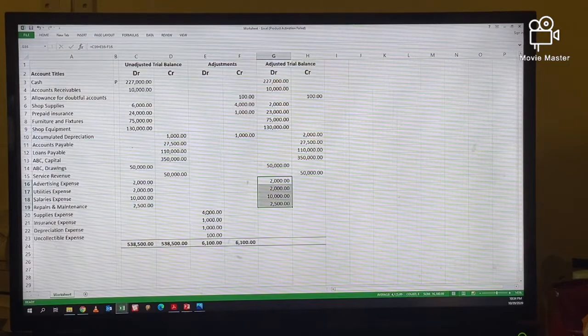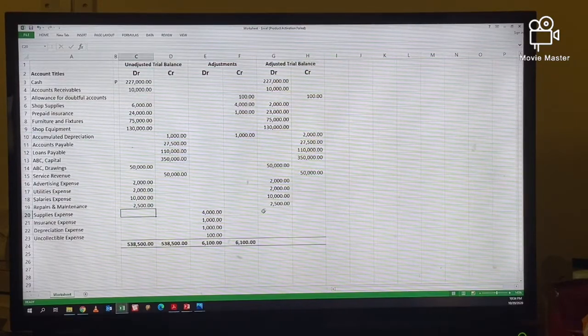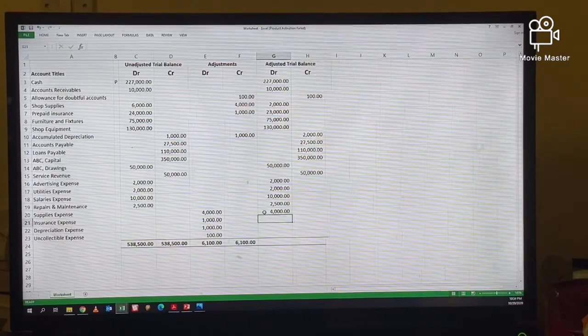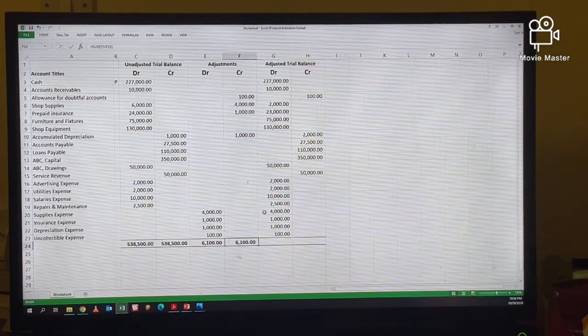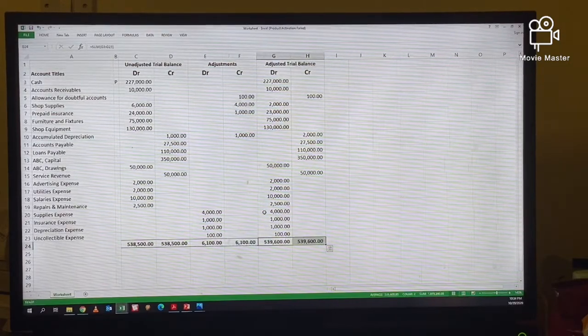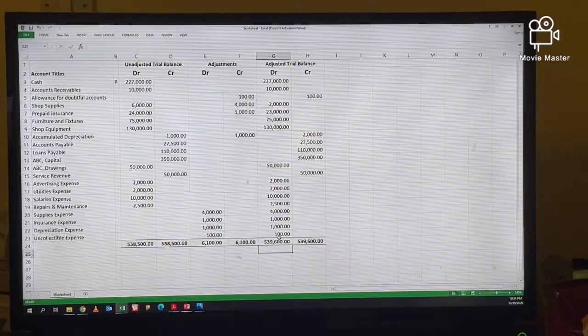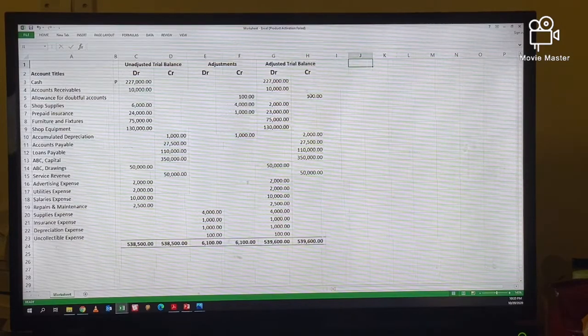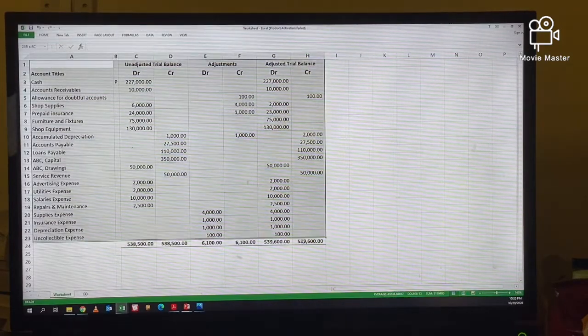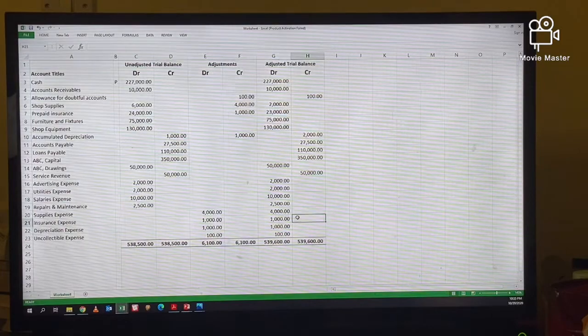So, ito naman, nadagdag sila lahat. So, plus 4,000, plus 1,000, plus 1,000, plus 100. So, i-total natin dapat equal yan. Okay, so, equal siya. So, ito na yung ating adjusted trial balance. Okay? So, this is your adjusted trial balance na.